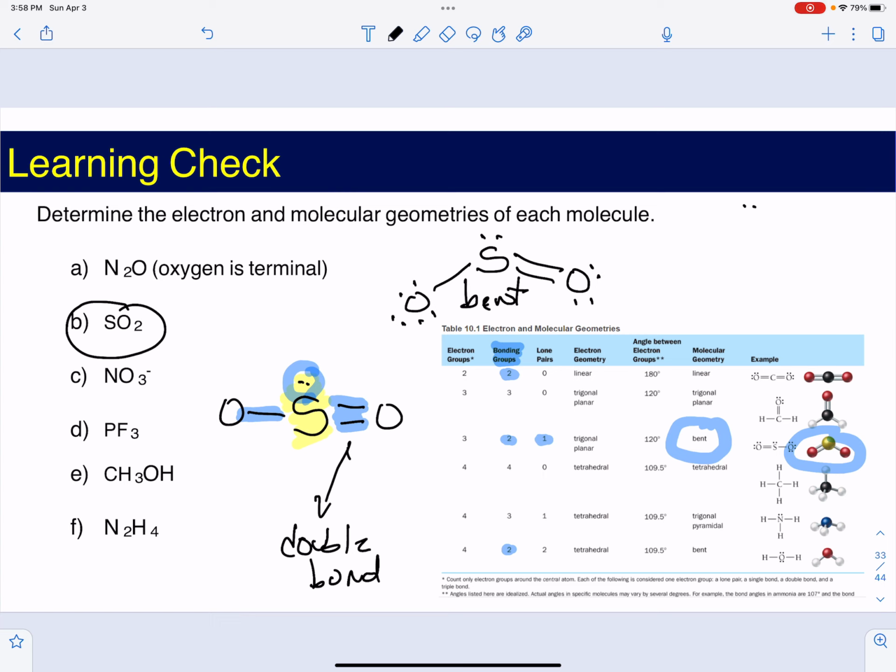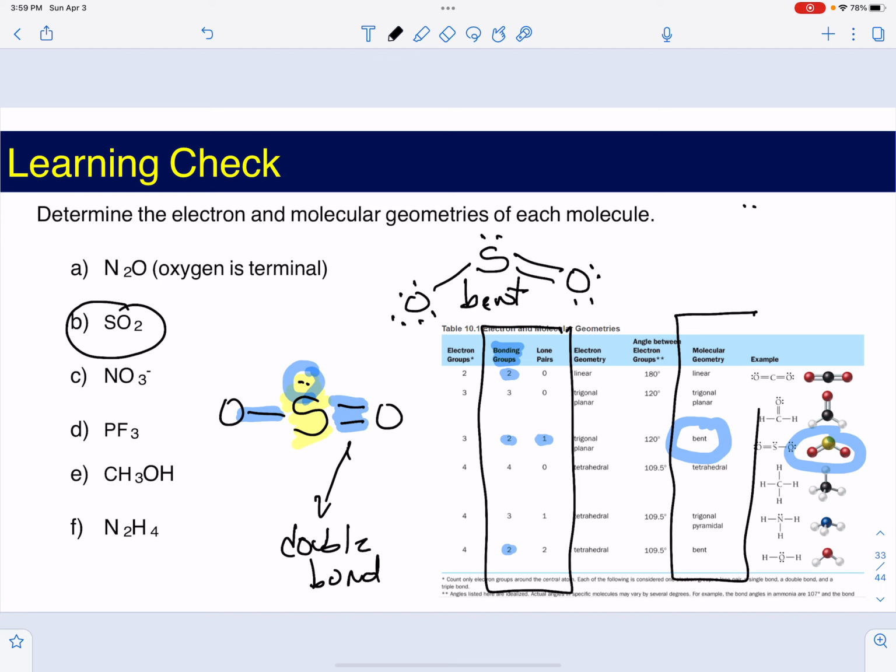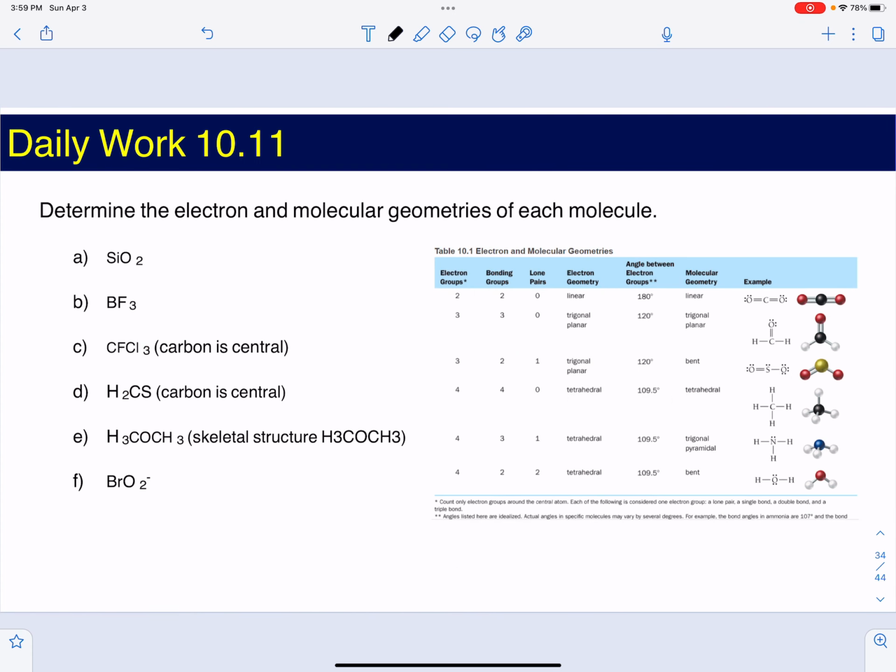So that's basically what you need to do. Draw the Lewis structure properly, following all the rules. Determine on the central atom how many bonding groups you have, not bonds, but bonding groups, and how many lone pairs you have. And then look at this part of the table so that you can decide the molecular geometry and then draw it according to the example. So you should be ready to do this daily work.